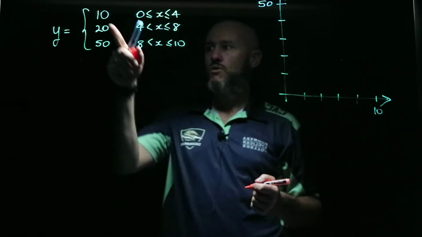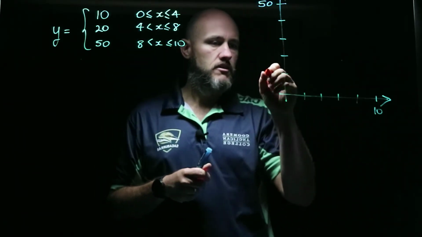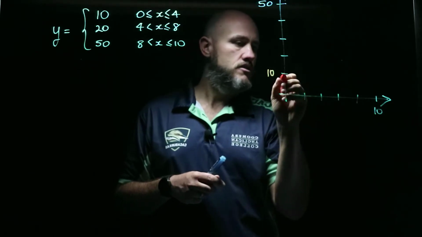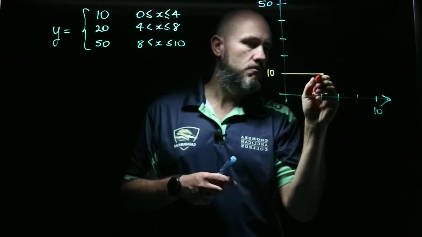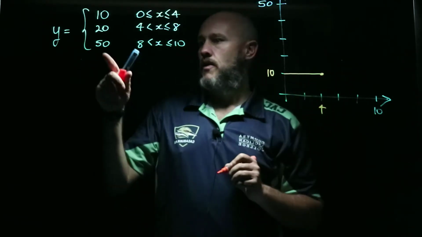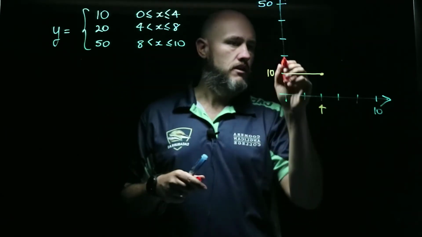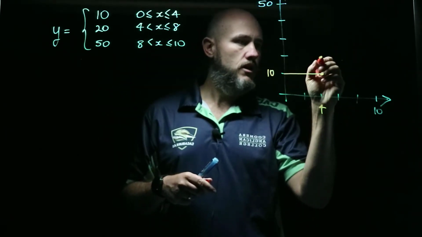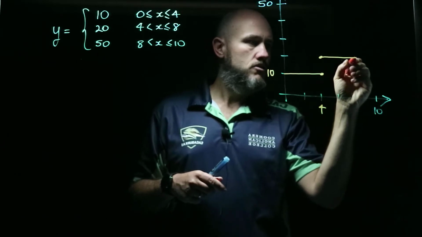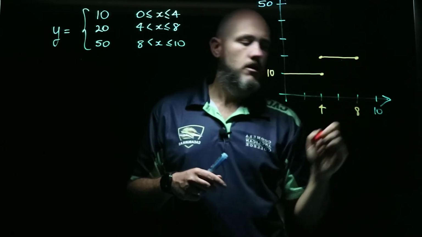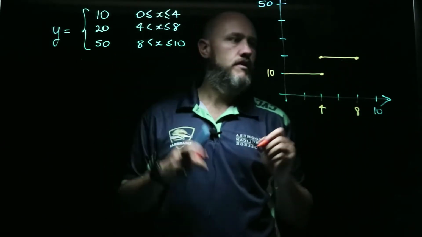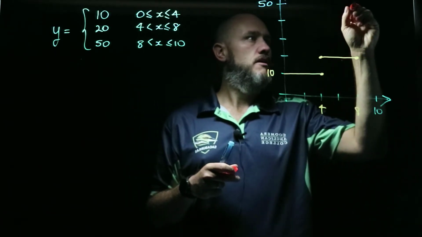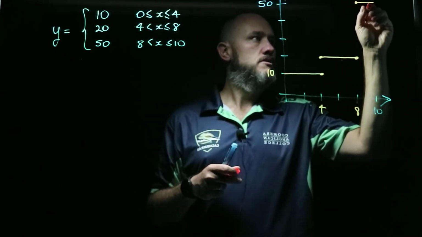So for 0 to 4, whatever it is, it represents 10. And this is my 10 line here, and so 0 to 4 is that part of the function. And then from 4 to 8, it's 20. So there's 20, it goes from here to there. And then from 8 to 10, it's 50, and so 50 is right up here, goes from here to here.